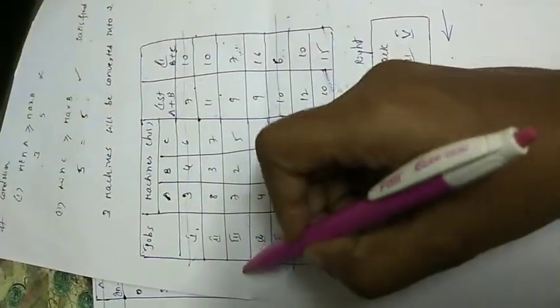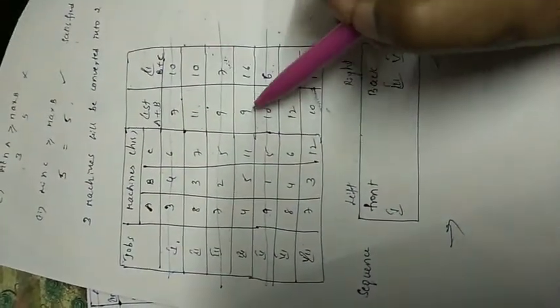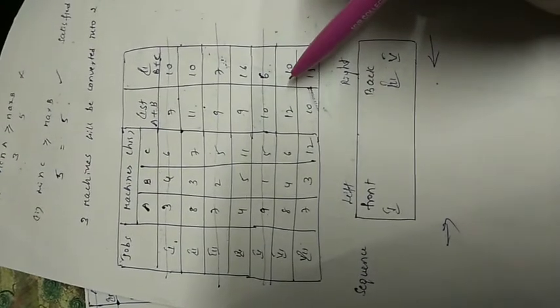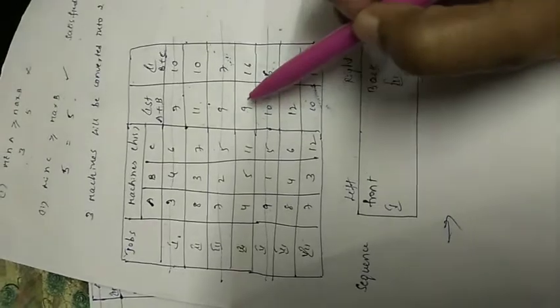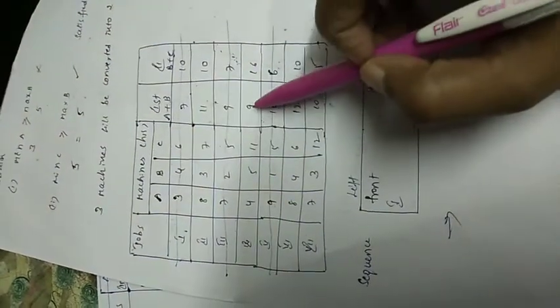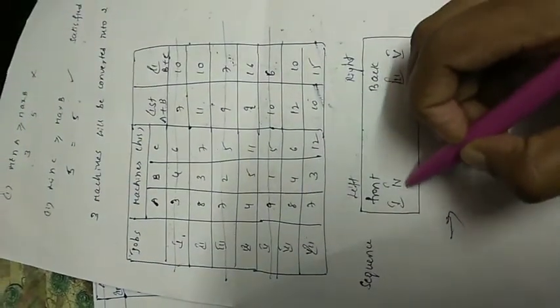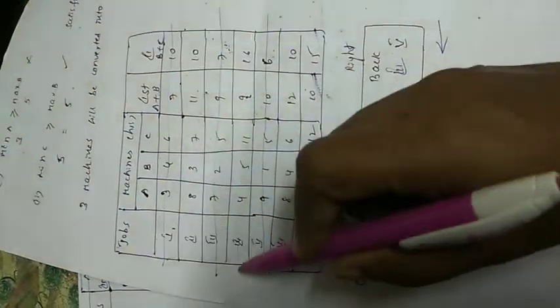I just simply cancel this. And next, which is least? 11 10 9 16 9 16 12 10 10 15. So here 9 is least, and 9 is in the first machine. If it is the first machine, I will prefer the left side, that is the front side. So the fourth job, I will just cancel this.